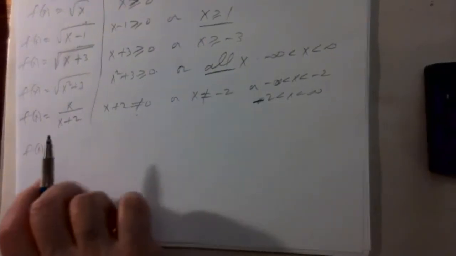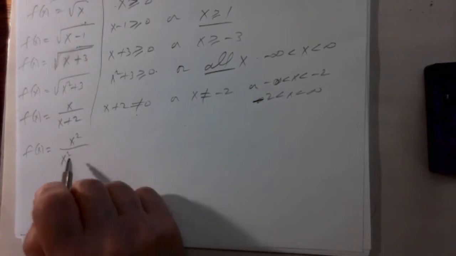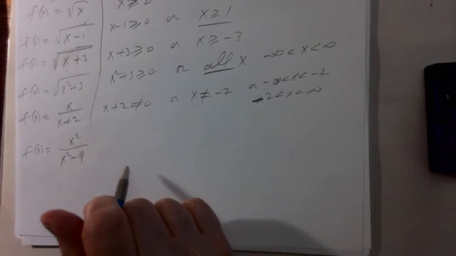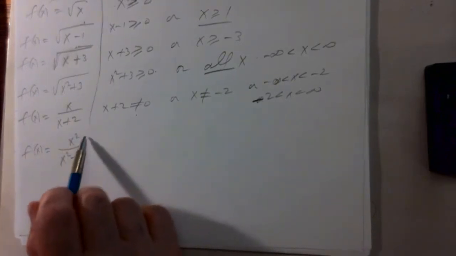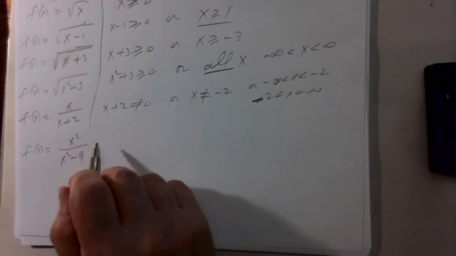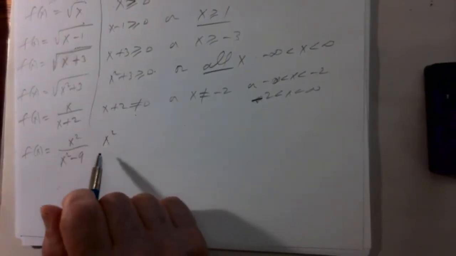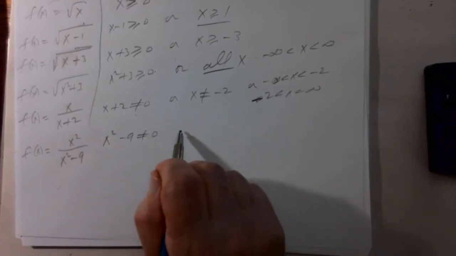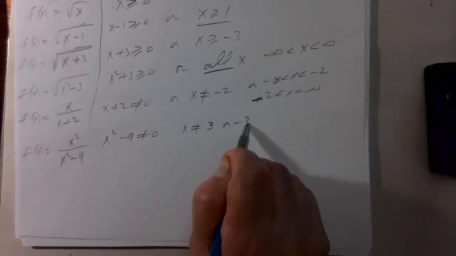Suppose f of x is equal to x squared over x squared minus 9. Well, again, the numerator doesn't matter to us, but we just have to worry about the denominator not being equal to 0. So the domain is all x where x squared minus 9 is not 0, which means x not equal to 3 or -3.